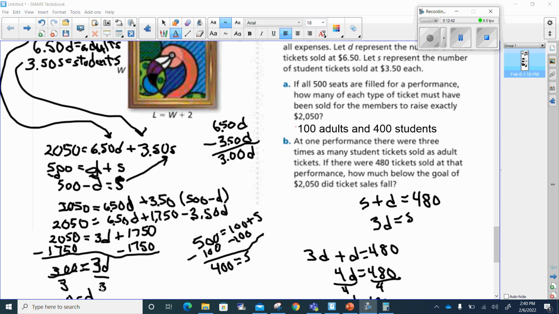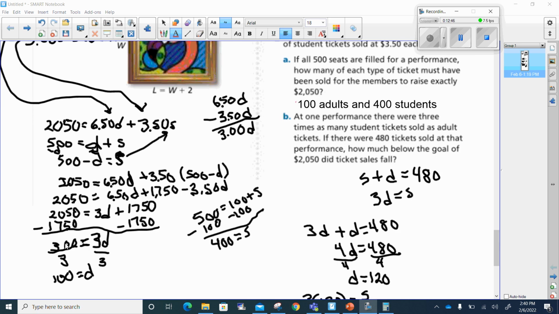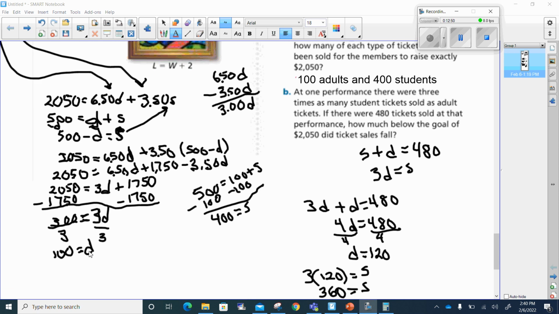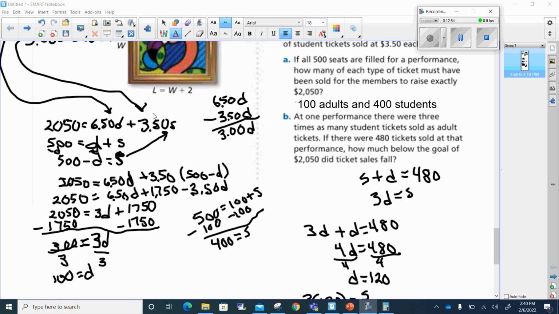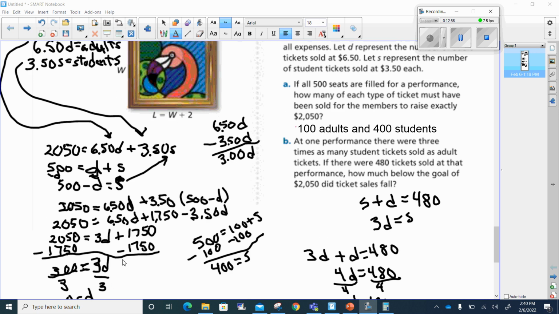When I divide 3 away from the D, I realize I'm going to have to divide 300 by 3, and that's 100. So there are 100 D. Now remember, D equal what? Adults. So there are 100 adults here.